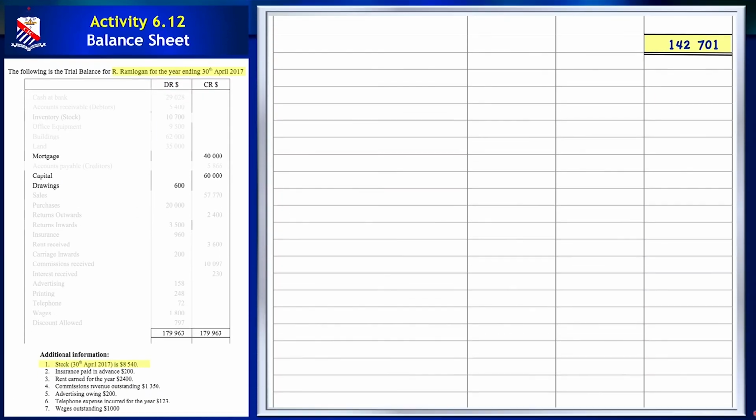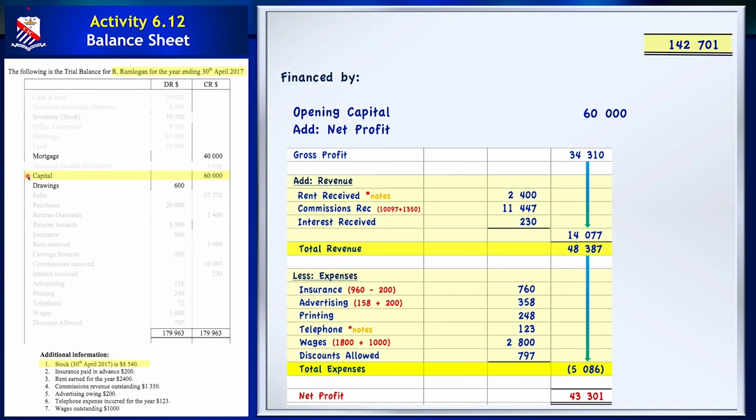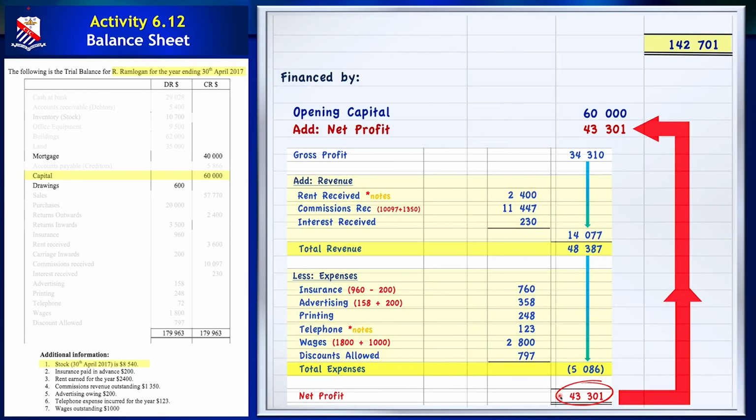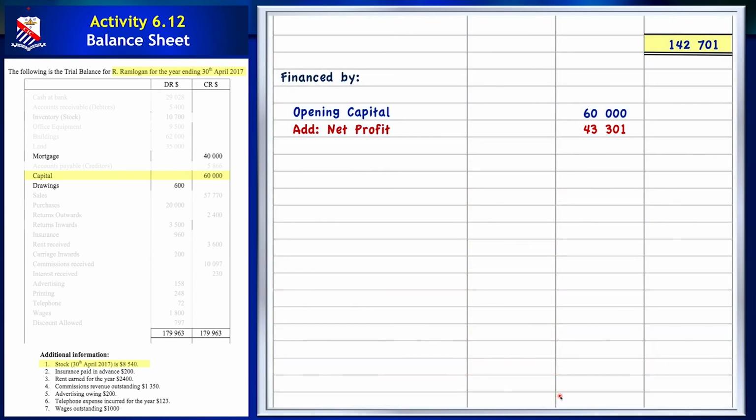So you're going to deal with the financed by. You only have 3 items there left if you check your trial balance. You start with your opening capital, which you always find in your trial balance. So it's 60,000. Add your net profit. Where do you get your net profit from? We worked it out in our income statement, and we had worked it out as the 43,301. So that is the amount that is going to go into your balance sheet, 43,301. So you add that to your opening capital and you get 103,301.